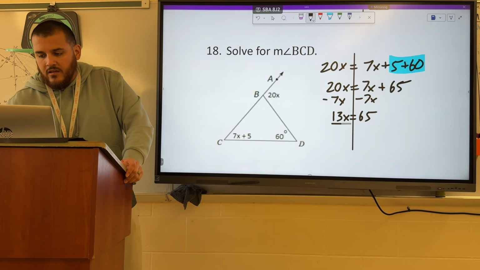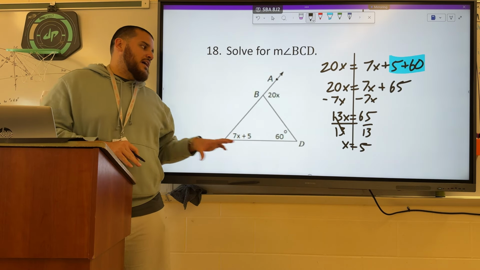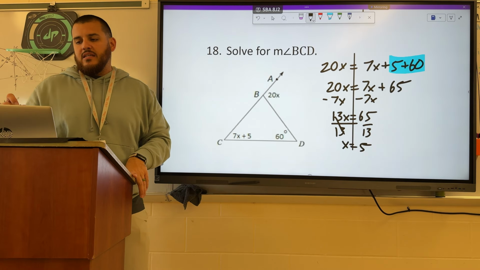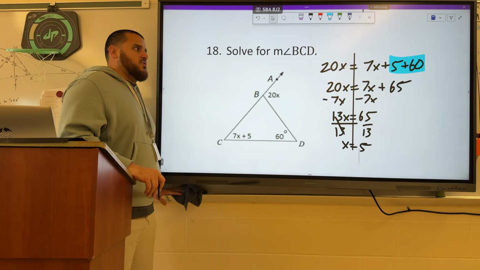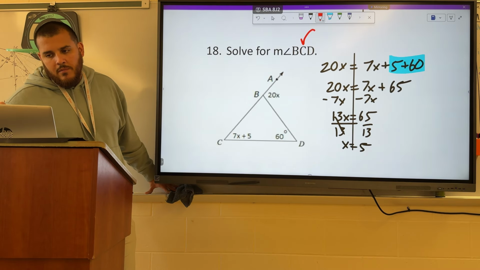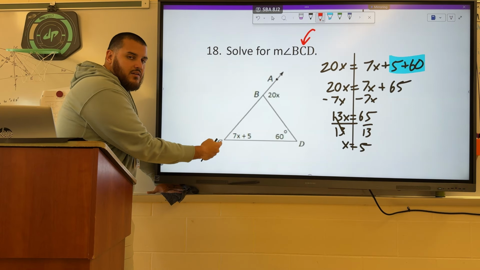And then I can get x alone by dividing both sides here by 13 to get x equals 5. Which again is not the answer to the question being asked. I need to find the measure of angle BCD, which is something some students tend to struggle with. Where is angle BCD? Well, remember, angles are located where the middle letter of their name is. That's the vertex of the angle. That's down here at angle C.